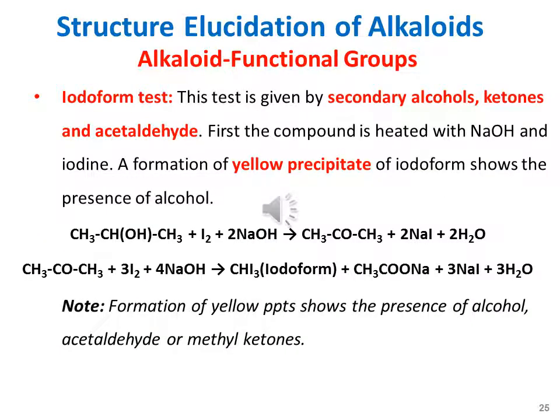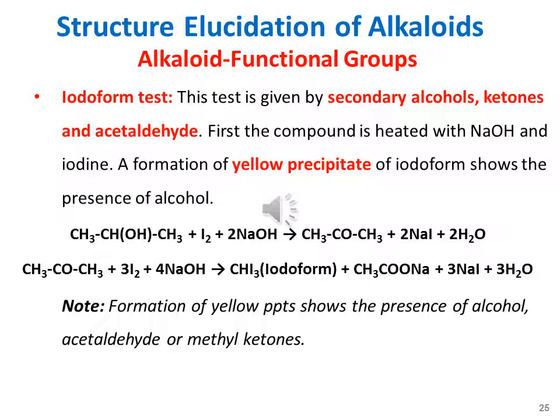Here is another test that is most commonly used, that is called the iodoform test. This test is given by the secondary alcohols, ketones and acetaldehyde. First, the compound is heated with sodium hydroxide and iodine. The formation of yellow precipitates of iodoform shows the presence of secondary alcohol or ketone.